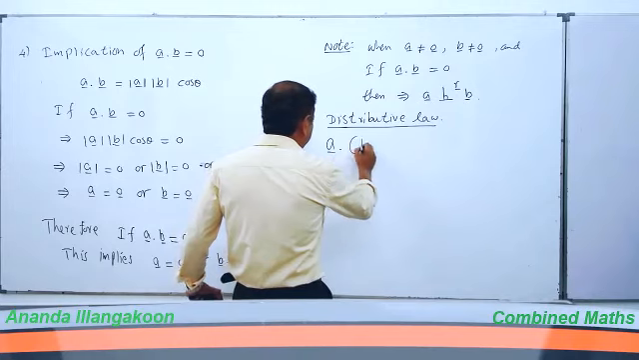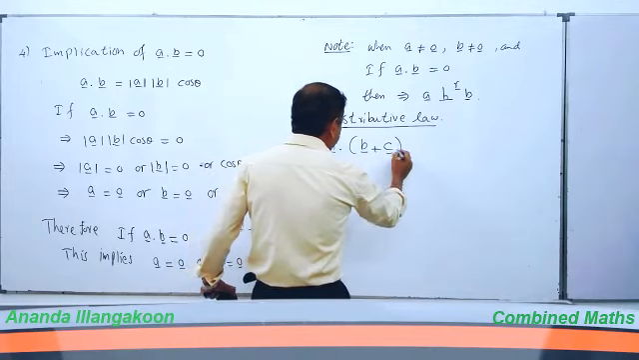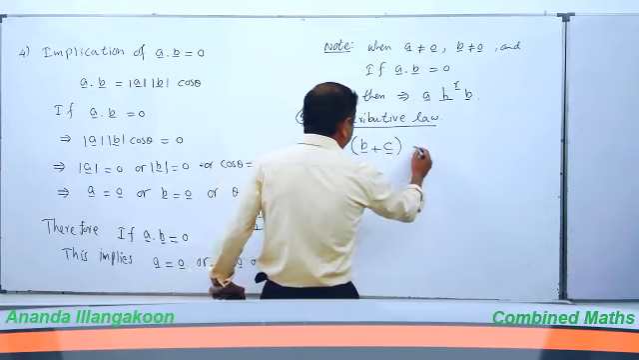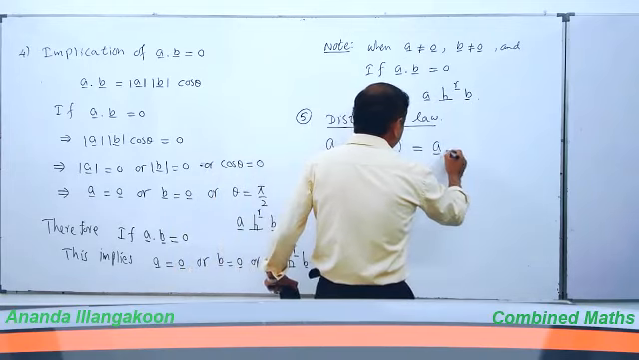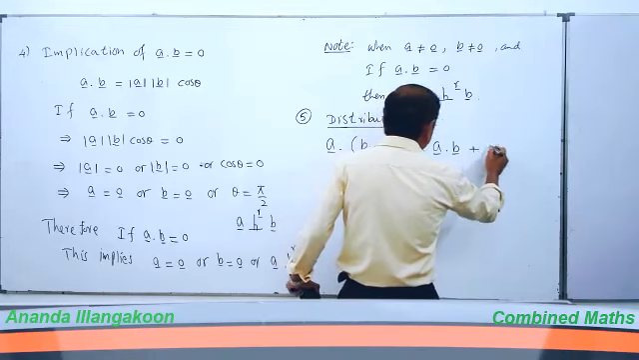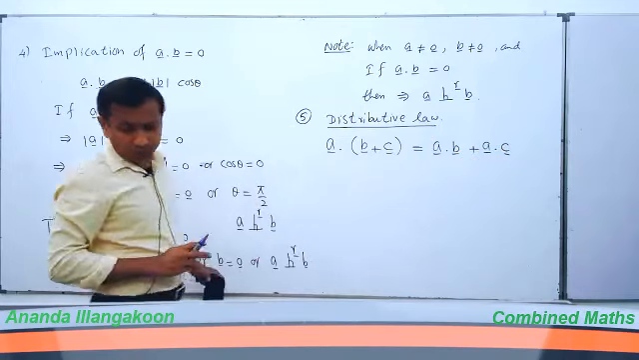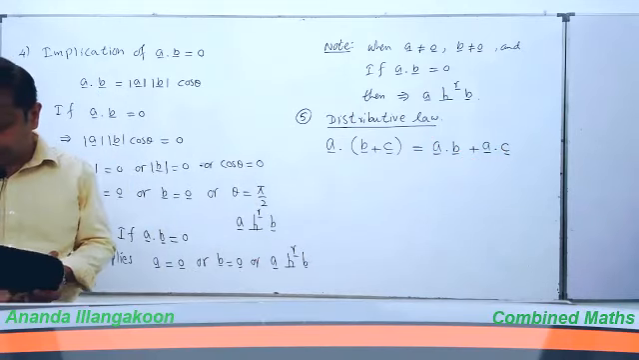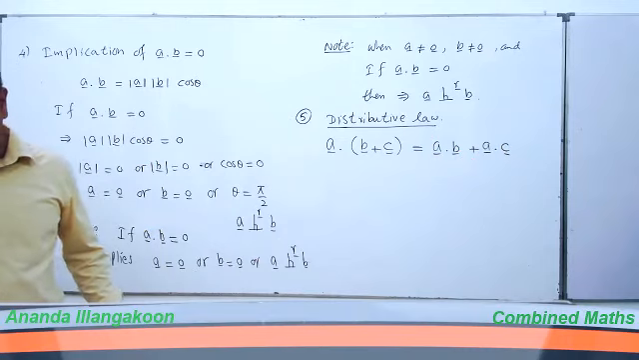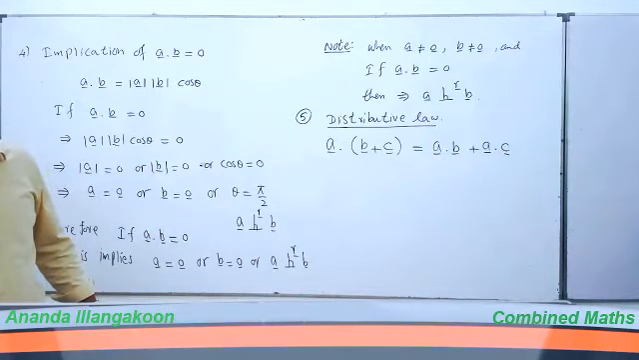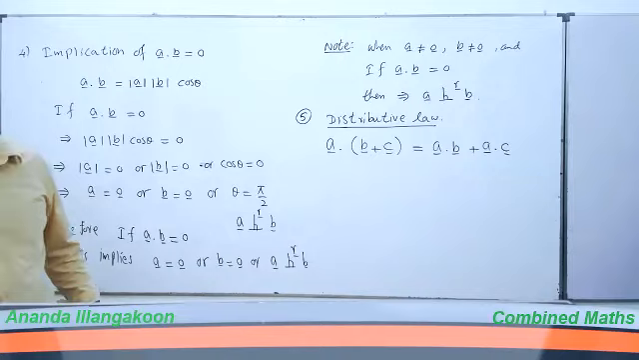A dot B plus C is equal to A dot B plus A dot C. This is the distributive law. Number 6.